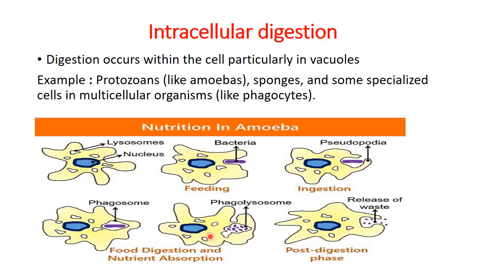All the digestive enzymes are released into this phagosome and digestion of food takes place inside it. All the nutrients are absorbed into the cytosol, and the undigested waste materials are released out by exocytosis. In most protozoans, sponges, and some specialized cells in multicellular organisms, we can see intracellular digestion.